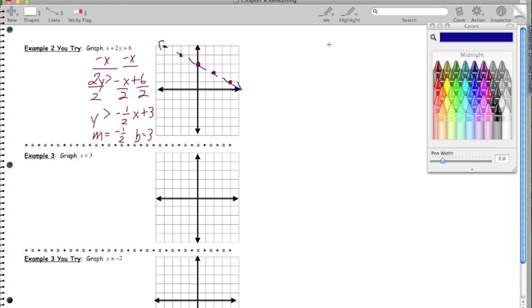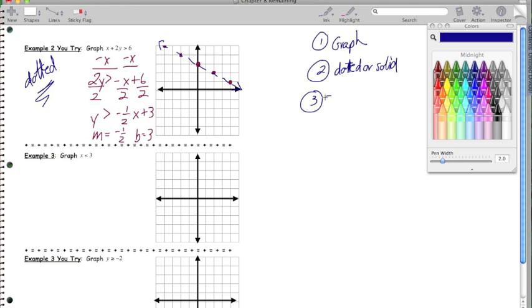Step 3, so let's write these over here so we have them on this page. First we graphed, then dotted or solid. Some people like to write that out right when they start. They just say, dotted, kind of like a reminder. Or dashed, some people call it dashed, that's fine too. Third step then is our shading. So we have to figure out which side to shade.